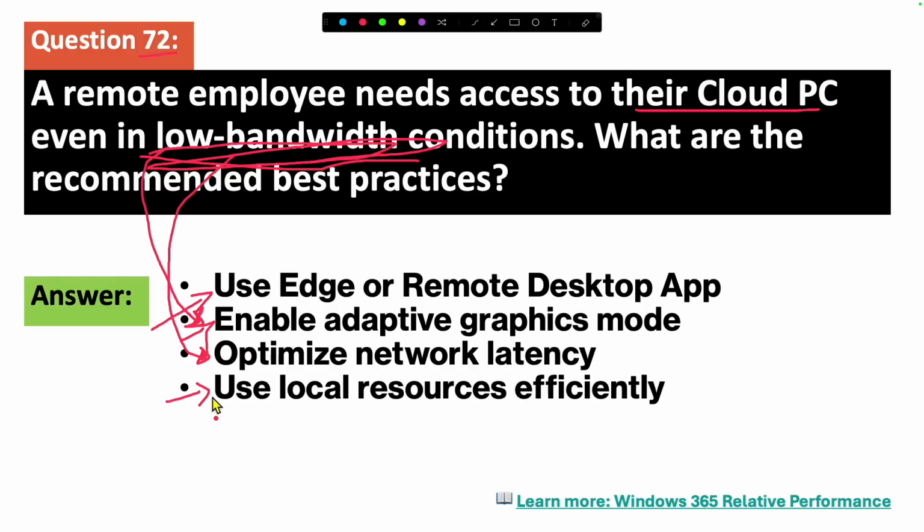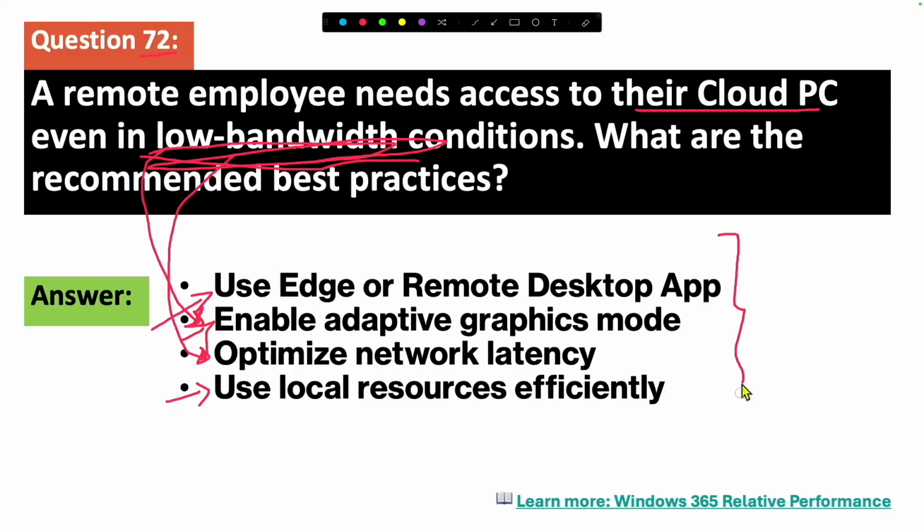Fourth point is use the local resources effectively, so that you can always redirect the printer or USB devices to your local device, so that any sort of that interaction is not going via the internet. So if you want to print, you enable the printer redirection. You will be able to print from your local device rather than cloud printing, things like that.